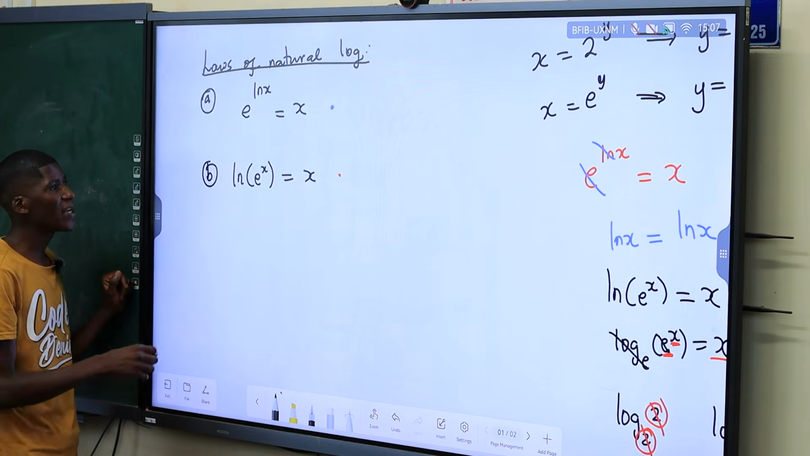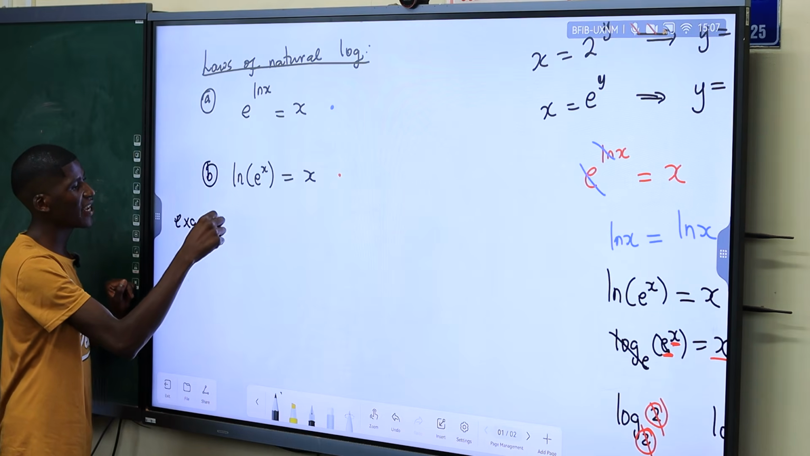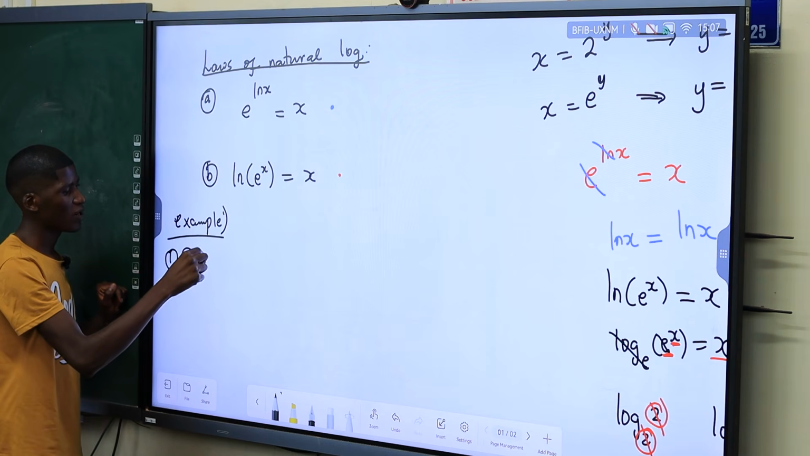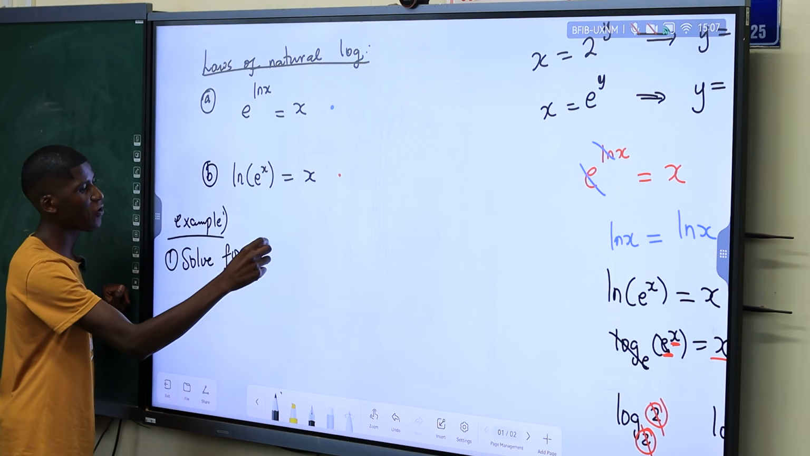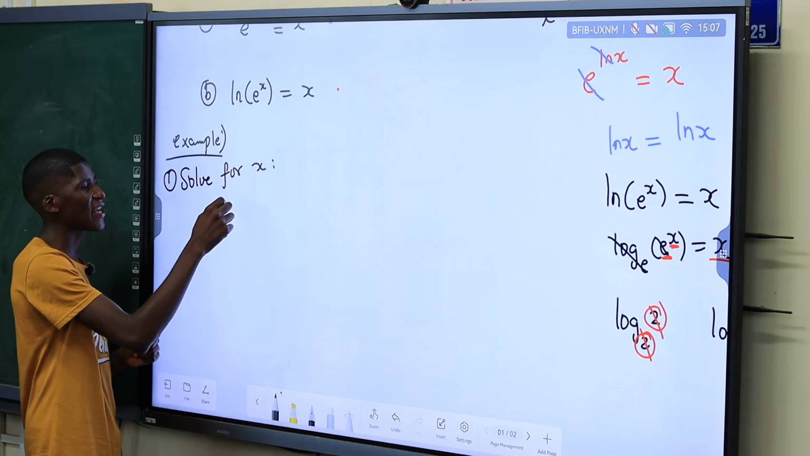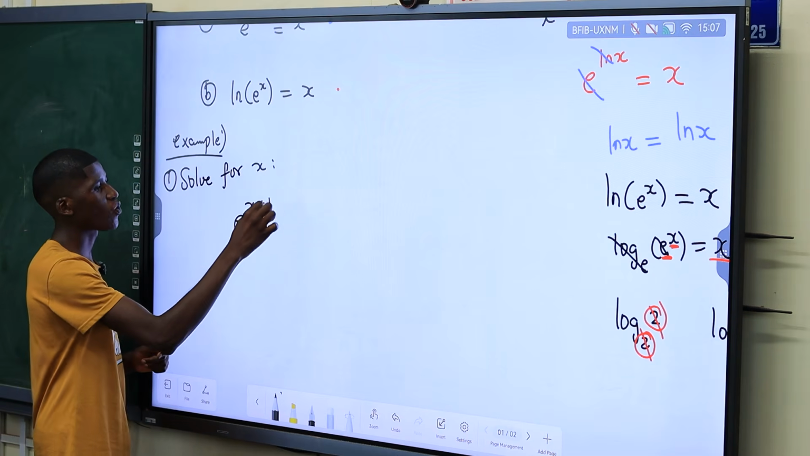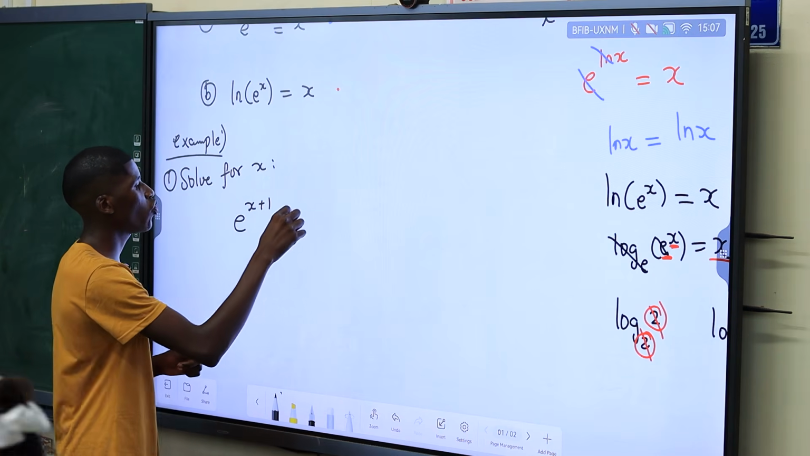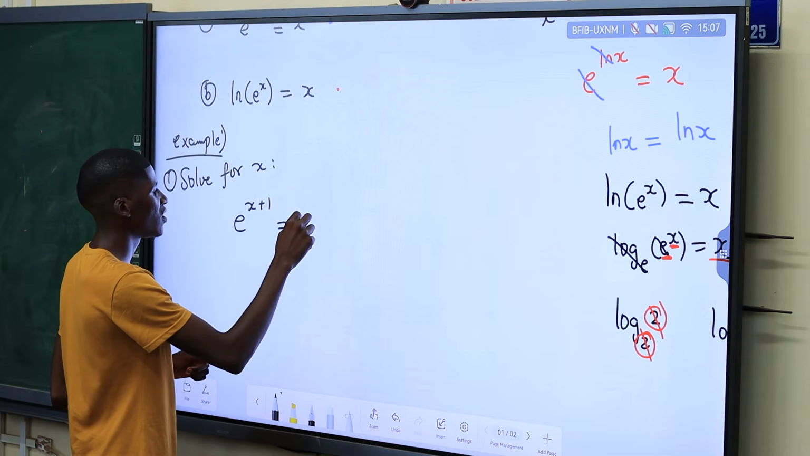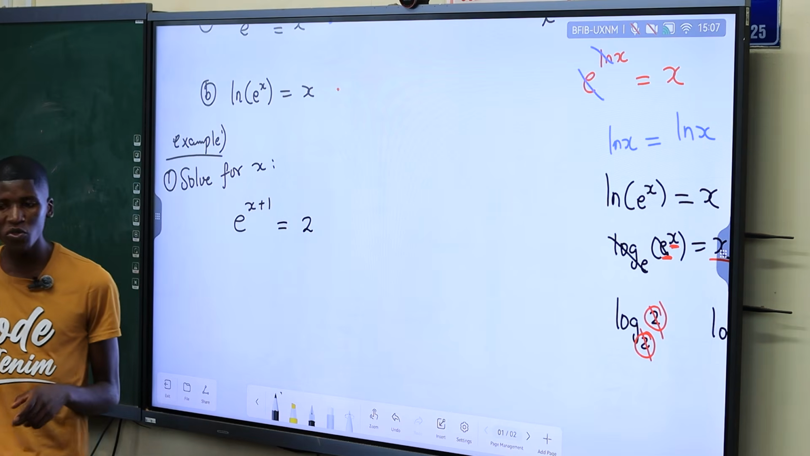All right. So what if we give an example and say solve for x. So now comes the question, solve for x. Let's give you something like e to the power of x plus 1 is equals to 2. Let's solve for x here. How would you solve for x?